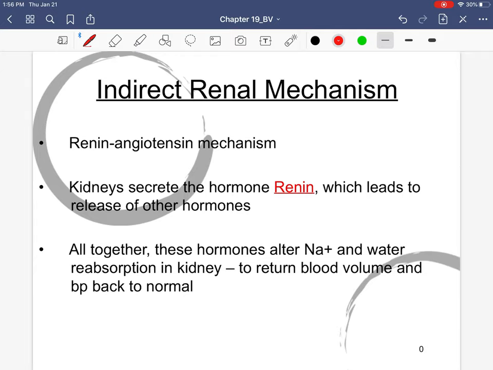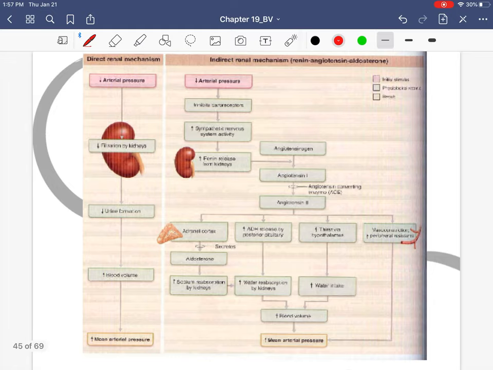Wow. I tell you what, so good. All right, so we're going to talk about the indirect mechanism, which is all about the renin-angiotensin mechanism. I'm excited. Here's a picture.